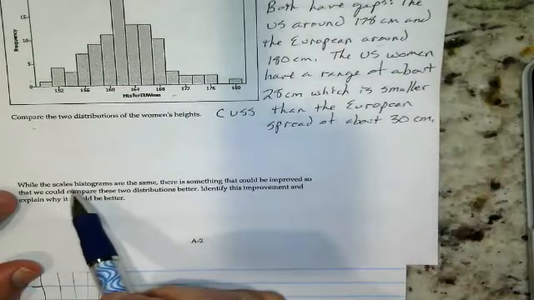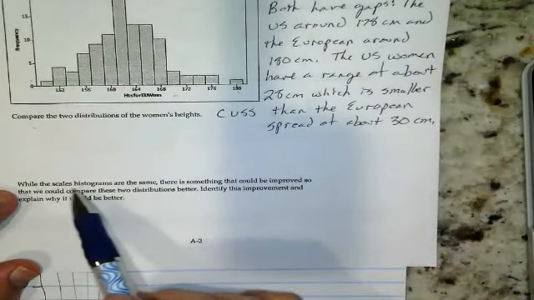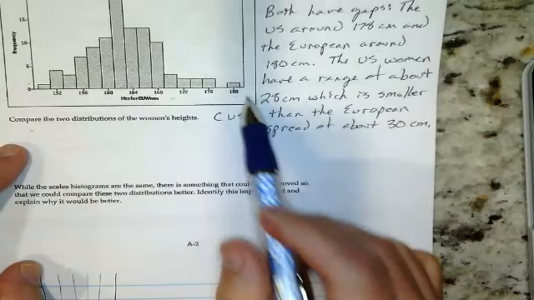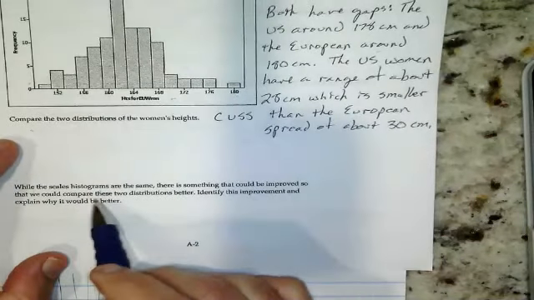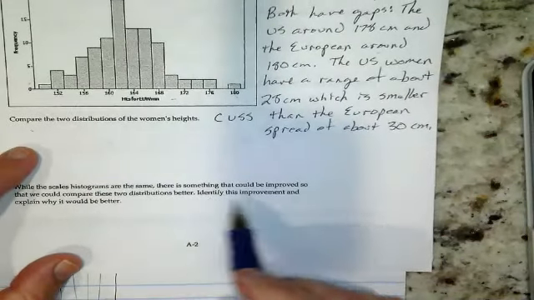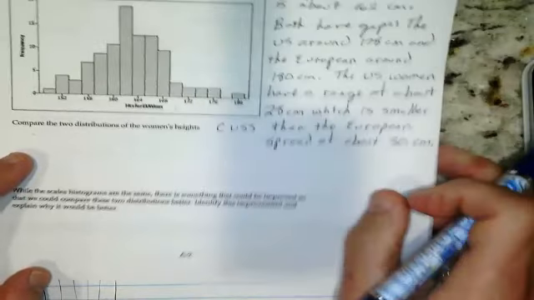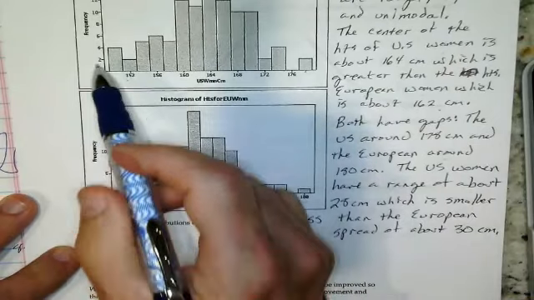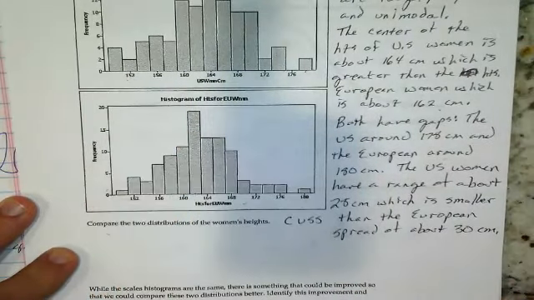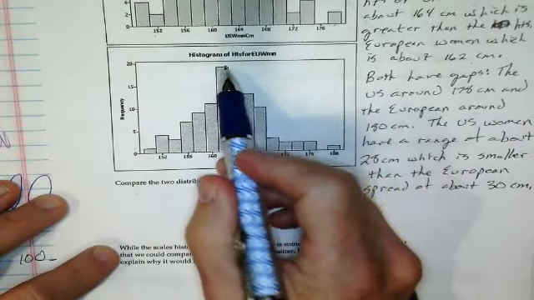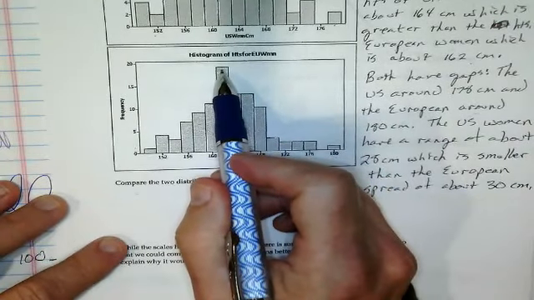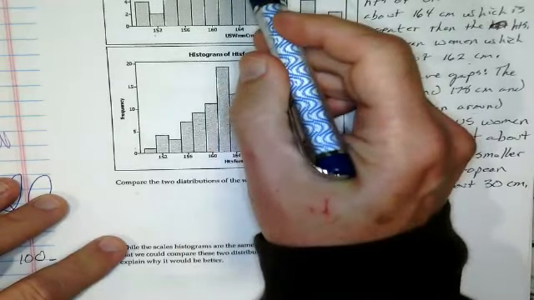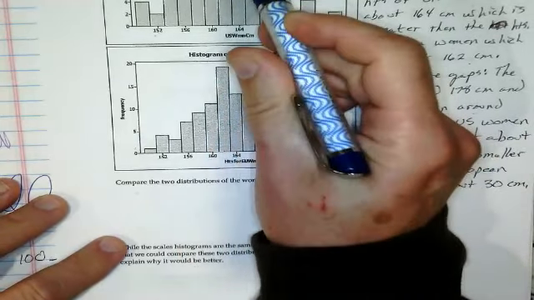Okay, it says now at the bottom, while the scales on the histograms are the same, scales going across, there is something that could be improved so that we can compare these two distributions better. Identify this improvement and explain why it would be better. And that reason is right here. This goes up by increments of 5. This goes up by increments of 2. So there's a lot more taller women here. I mean, that goes up, that looks to be 18 or 19. Whereas on the US, the tallest bin only goes up to 15.